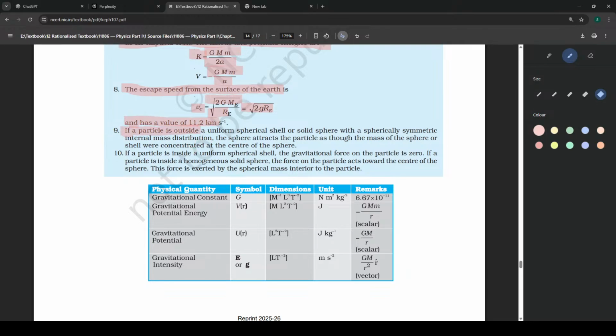If a particle is outside a uniform spherical shell or a solid sphere with spherically symmetric internal mass distribution, the sphere attracts the particle as though the mass of the sphere or shell were concentrated at the center of the sphere. If a particle is inside a uniform spherical shell, the gravitational force on the particle is zero. If a particle is inside a homogeneous solid sphere, the force on the particle acts towards the center of the sphere. This force is exerted by the spherical mass interior to the particle.